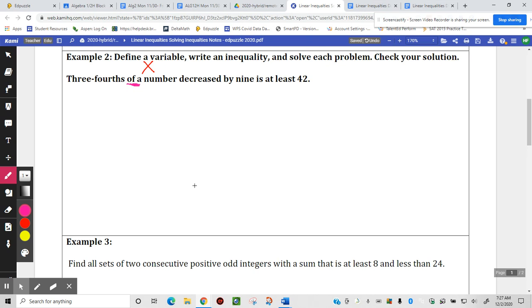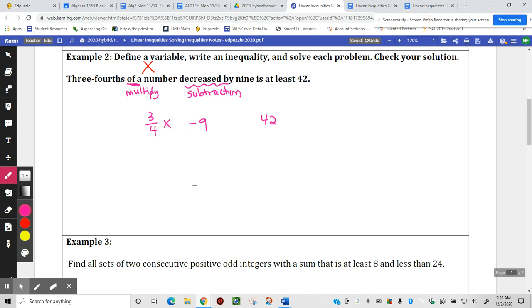When it's 3/4 of a number, that means multiply. Okay, so 3/4 of x decreased by 9. So decreased means subtraction, right? Decreased by 9 is at least 42. Here's 42, but at least 42. So it has to be at least 42. Could it be 42? Yes. But at least the minimum, the smallest amount it can be is 42.